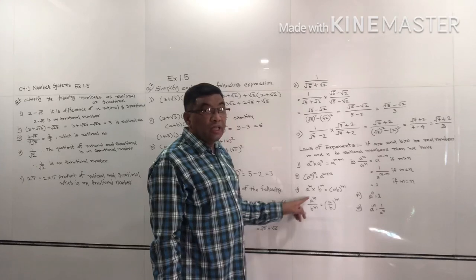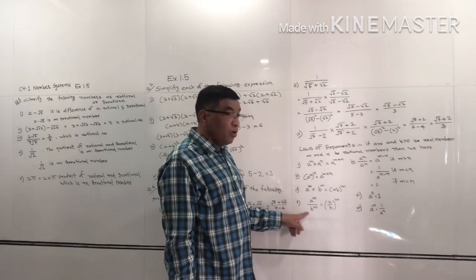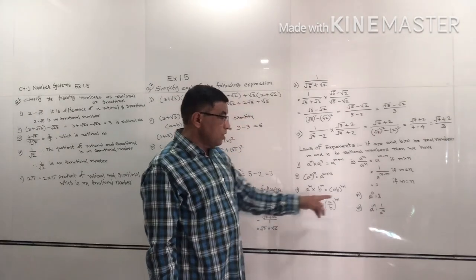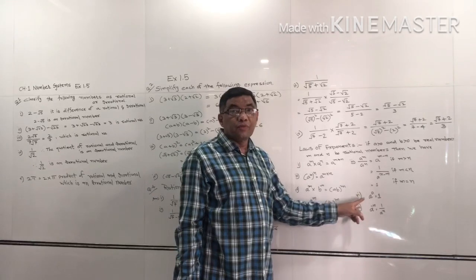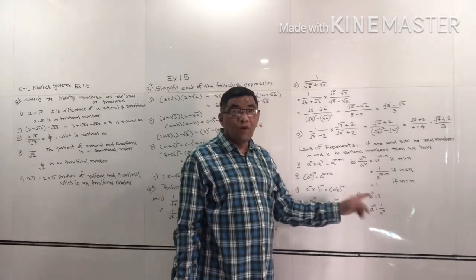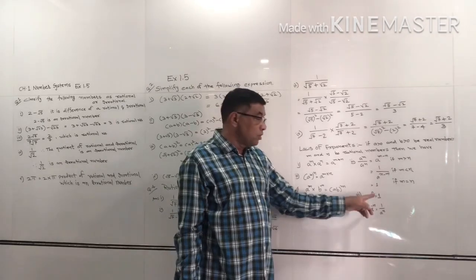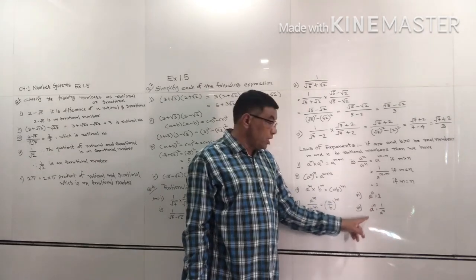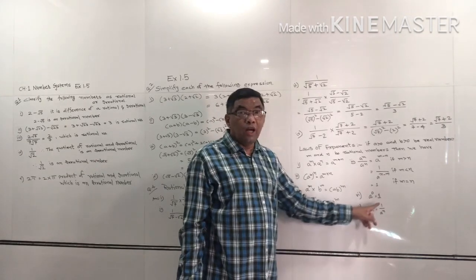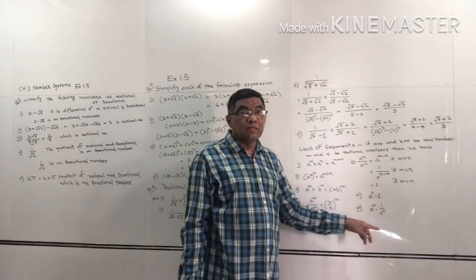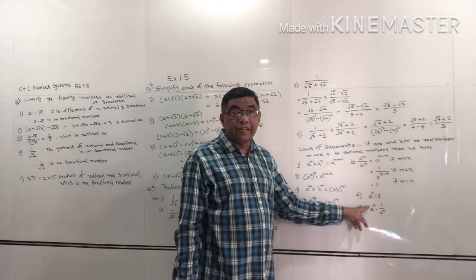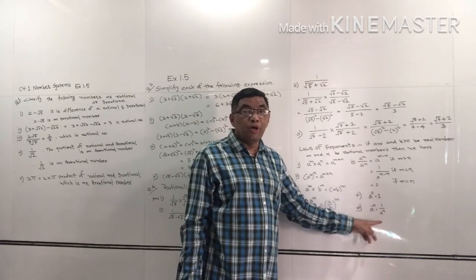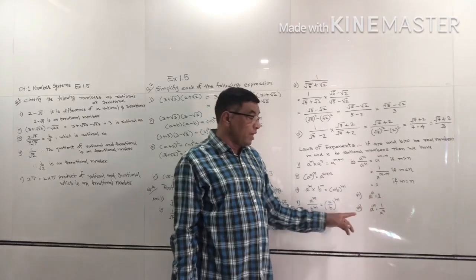Now the next one, a raised to m divided by b raised to also m. Then we write it as a upon b whole raised to m. Now the next one, a raised to 0. A raised to 0 is always equal to 1. Any number raised to power 0 is equal to 1. And the last one, a raised to minus n. So a raised to minus n is equal to 1 upon a raised to n. So whenever a negative power is there, we write it as 1 upon, and then the power converts into positive. So 1 upon a raised to n. That's why we write the answer.